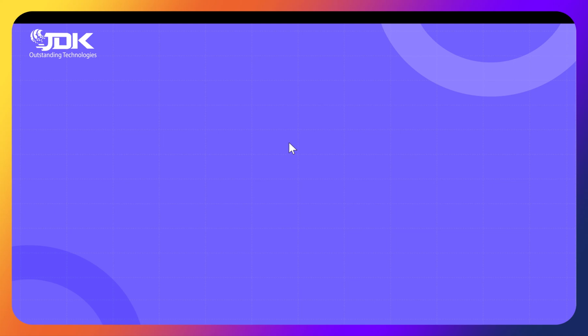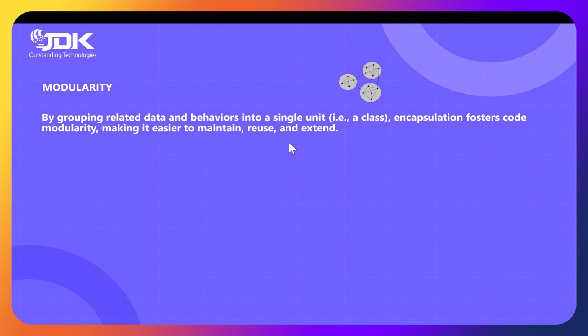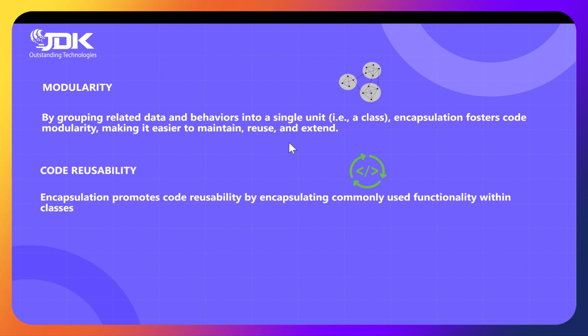Modularity means that by grouping related data and behaviors into a single unit, like in a class, encapsulation will promote code modularity, making it easier to maintain, reuse, and extend. Code reusability means that by encapsulating commonly used functionality within classes, this will allow developers to reuse existing classes in new contexts, reducing redundancy and promoting consistency across the code base.